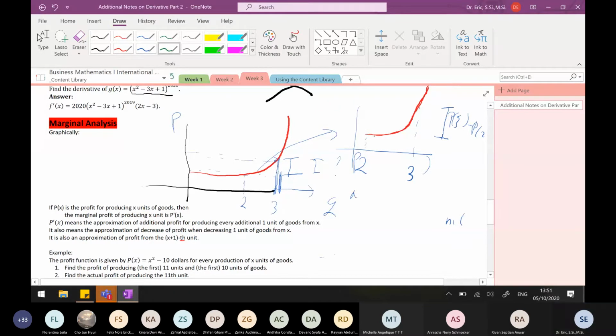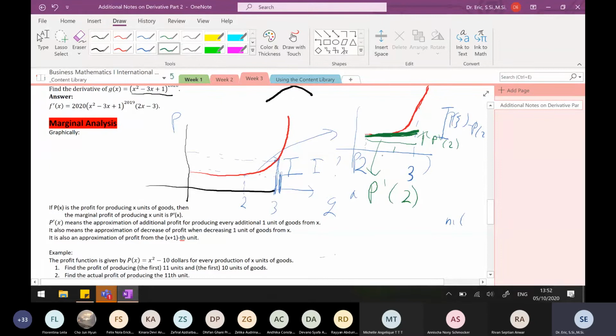But I have this one. I have the slope of this at 2, that is given by P prime 2. I draw the slope here at 2. This is P prime 2. What is P prime 2? P prime 2 means for every additional one, it increases by P prime 2. So what is this? Additional profit from the quantity 2.